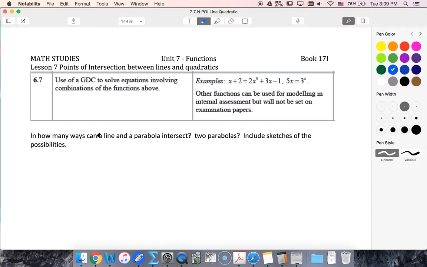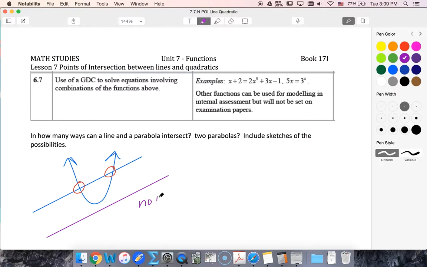So if we think about how many ways a line and a parabola can intersect, well, I'm going to start by drawing a parabola. And now if I think about adding in a line, so I've got a line that could just cut through. So now I've got 2 points of intersection. But also my line could be underneath, and then I would have no points of intersection.